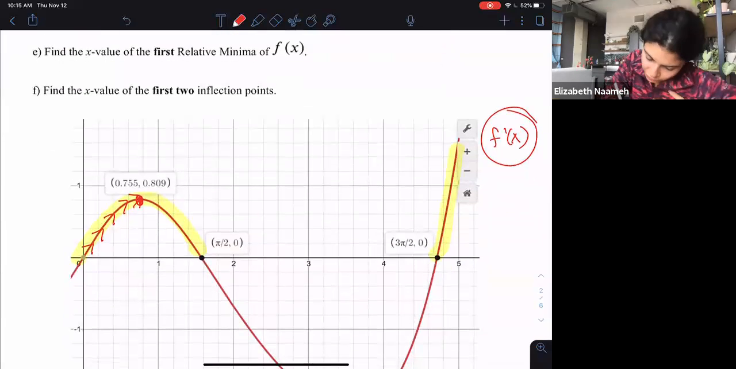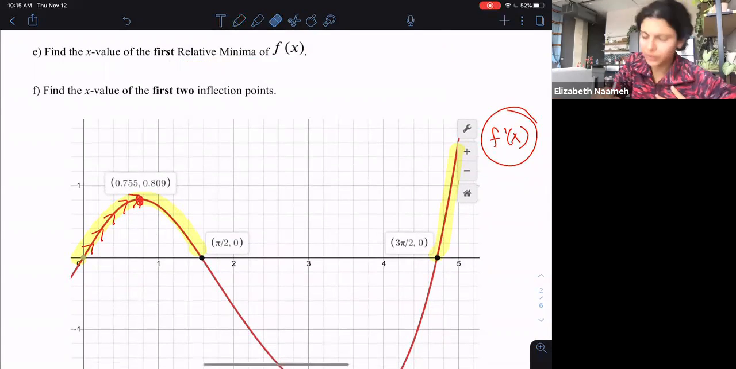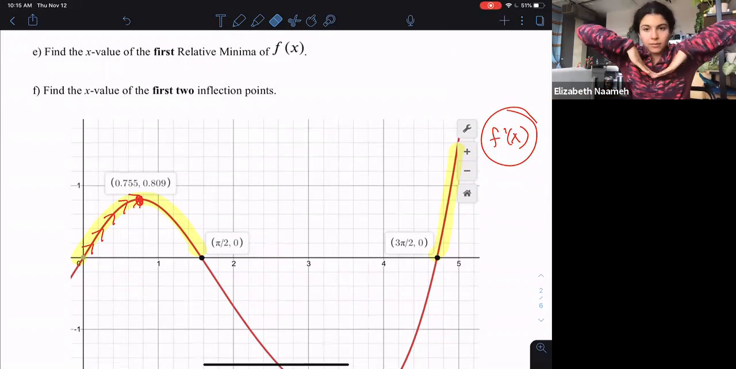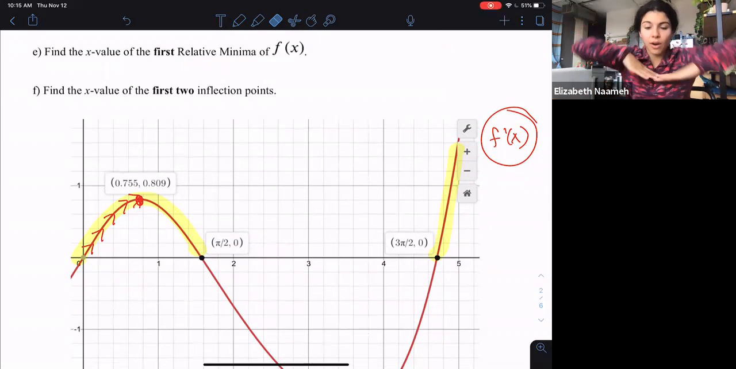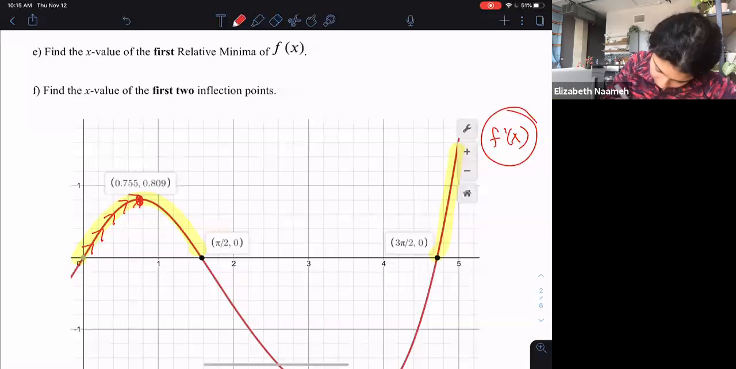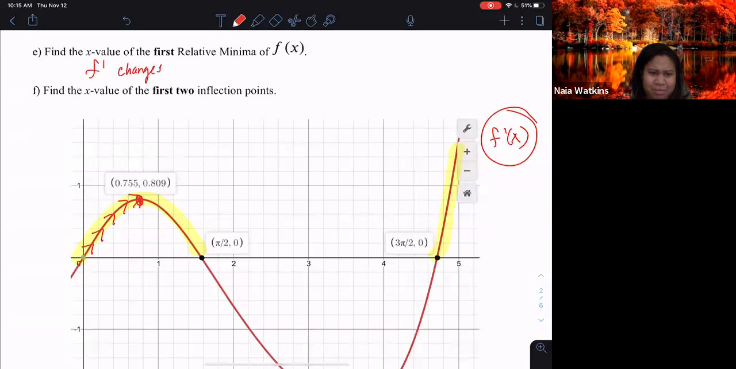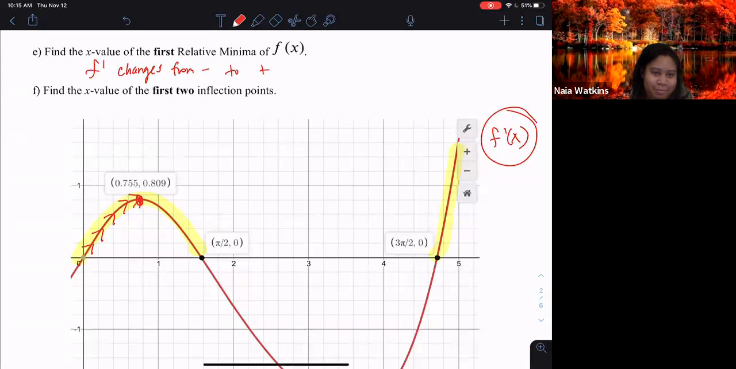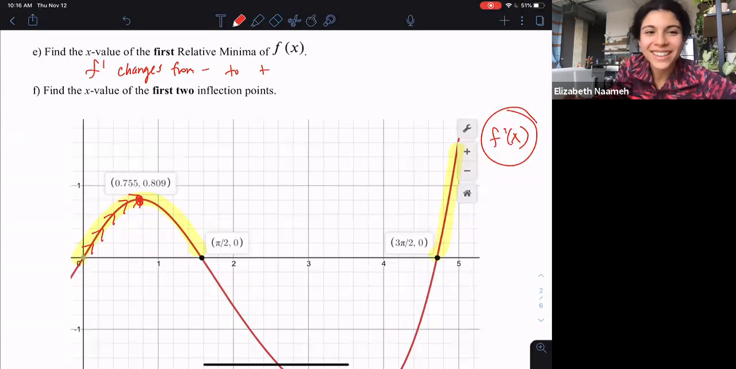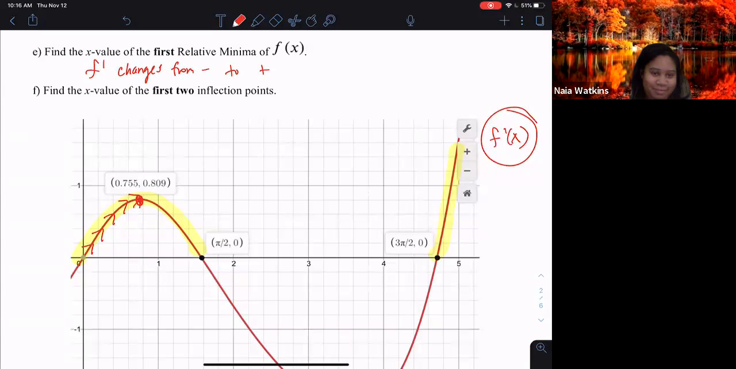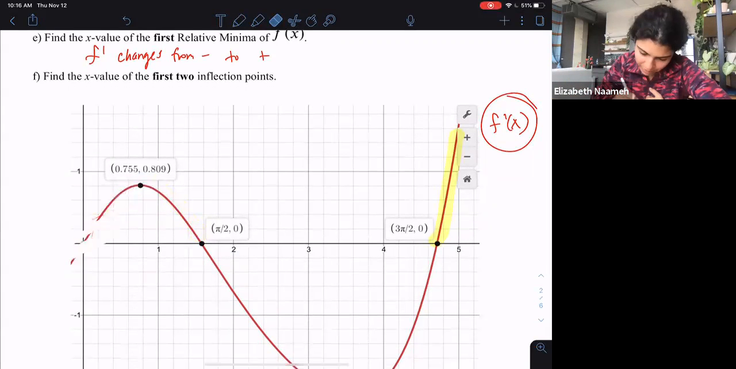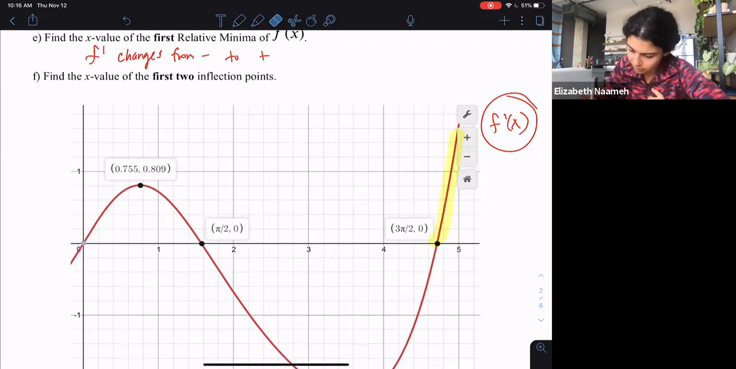Okay, let's do E. Write down first relative min. First relative min. So if f has a relative minimum, what does that tell us about f prime, the slopes? Changes from negative to positive? From negative to positive. Are you sure? Because you sound a little worried. Yes, you are. The slope is negative, then the slope is positive, meaning that we went down, we went up, we have a relative min. So where is f prime? This is f prime. We're changing from negative, meaning below the axis, to positive, above the axis.